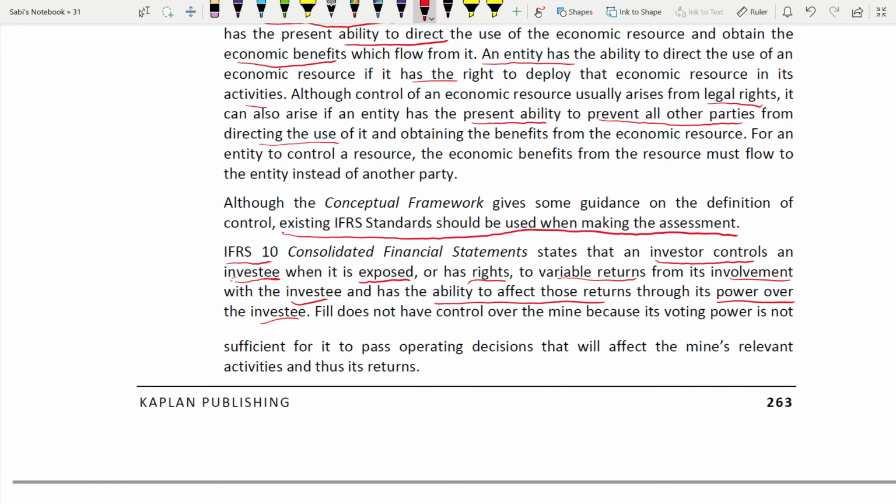They should be there. Phil does not have control over the mine because his voting power is not sufficient. So at the end, you have to say whether Phil has control or not. In this case, he doesn't have control over the mine. Why? Don't just say he doesn't have control; you have to say why he does not have control, because his voting power is not sufficient for it.